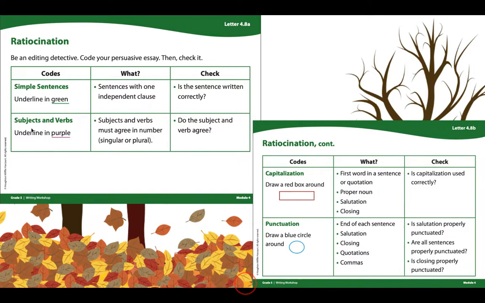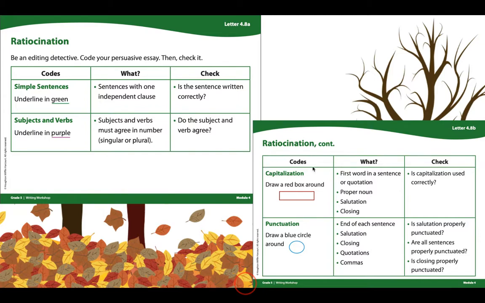For subjects and verbs, you're going to underline them in purple. You're going to go through your entire letter and underline your subjects and verbs in purple. Subjects and verbs must agree in number, singular or plural. After you underline all your subjects and verbs, you must ask yourself, do the subject and verb agree? If they do, no changes need to be made. If they don't, go back and make some corrections.